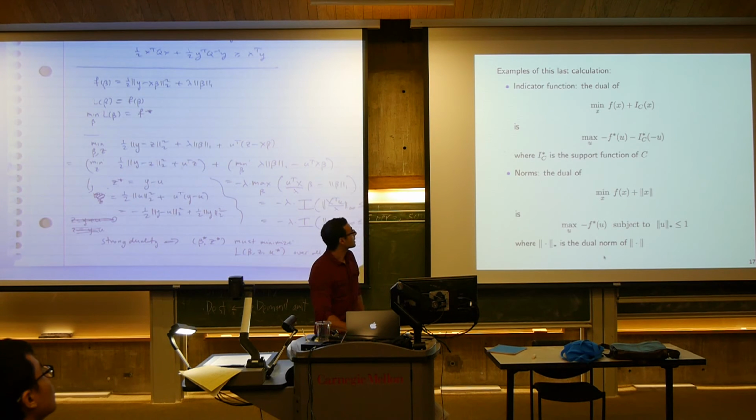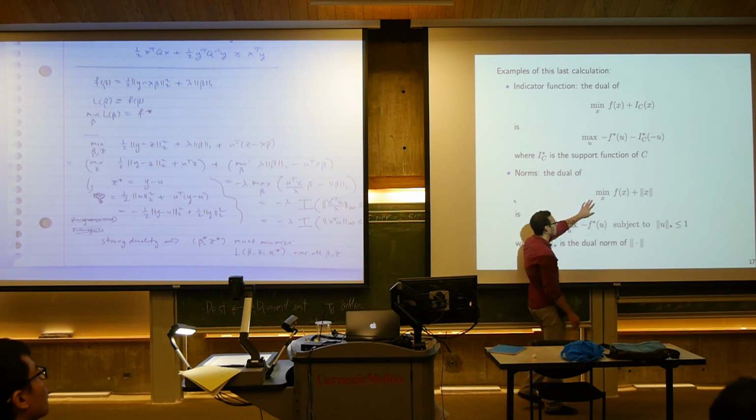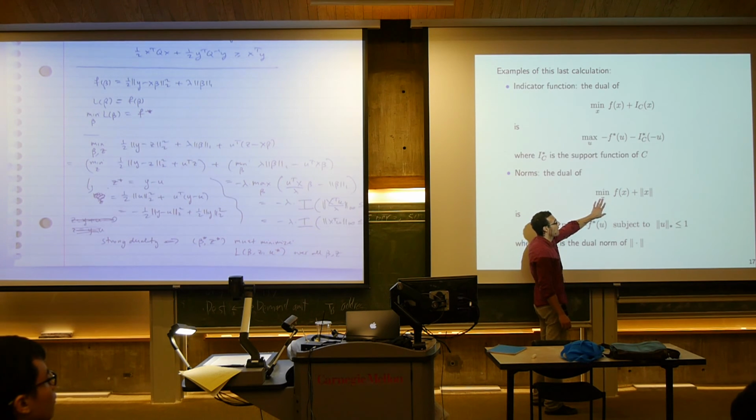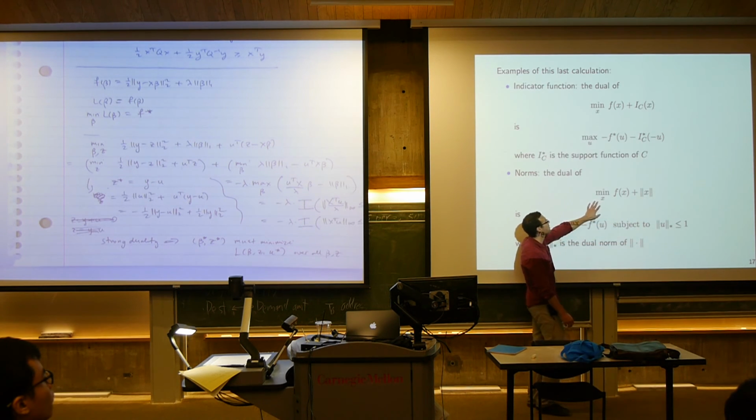So some examples of this last calculation. The dual of f of x plus an indicator function is the negative conjugate of f at u minus the support function at minus u. And the flip side of that is what happens when you have a norm. The norm you can always think of as a support function, because it's the maximum over all points that have infinity norm less than or equal to 1 of the inner product of that with x. So it really is a support function.